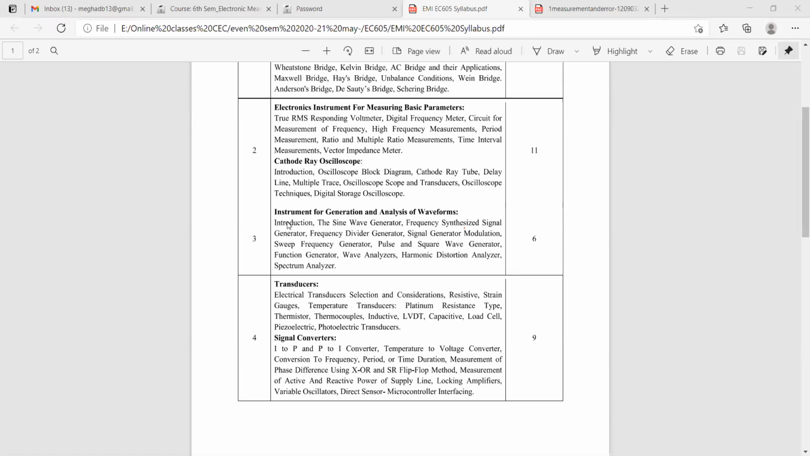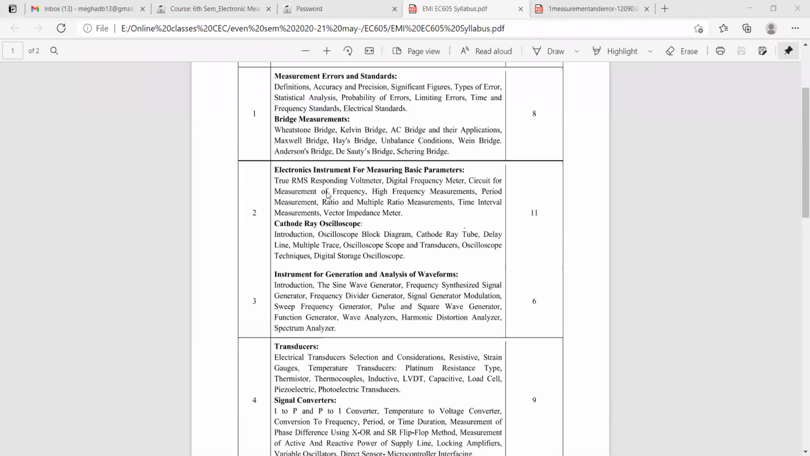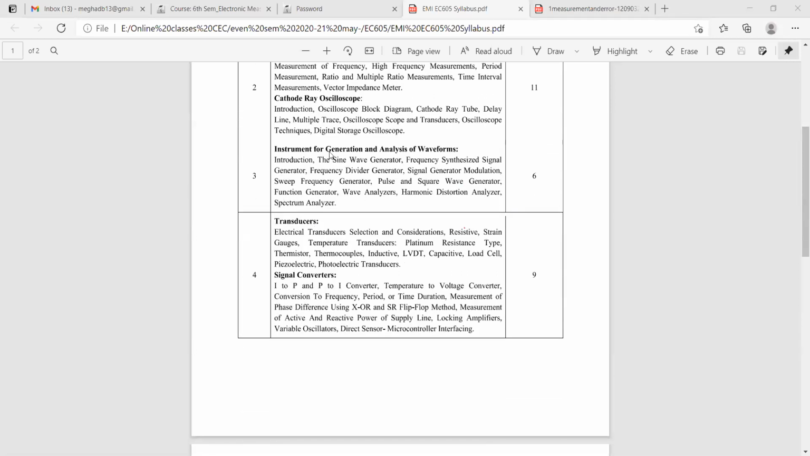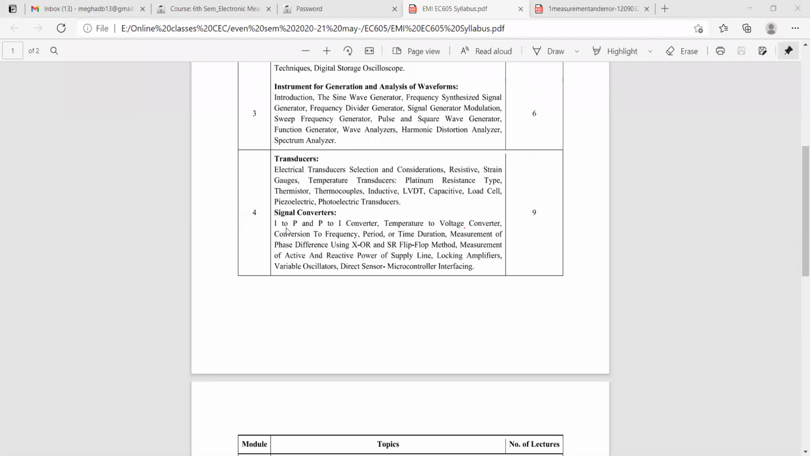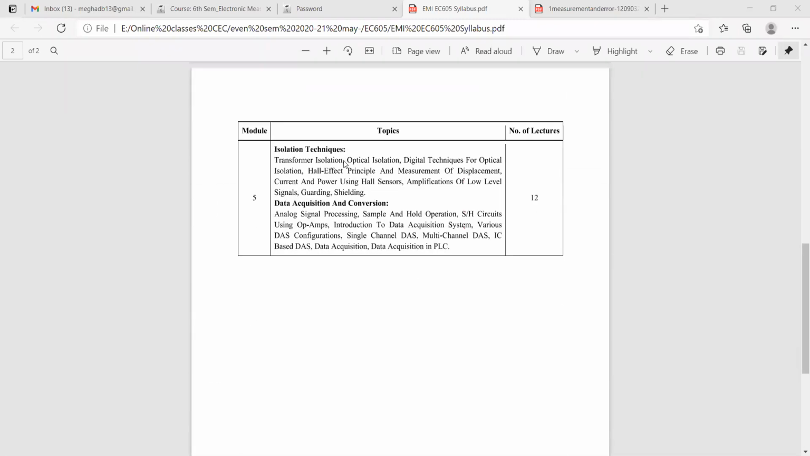Okay. So in module 2, you have some basic parameter measuring and then CRO. And in module 3, you have instruments for generation, then analysis of waveform, some related to your microwave, some spectrum analyzer, all those things. Then comes in module 4, transducer and signal converters, some related to digital electronics and basics of this sensor and transducer. And last module, you have isolation techniques, that is Hall effect, all those things. And last is data acquisition and conversion, DAS, some sample hold operation.